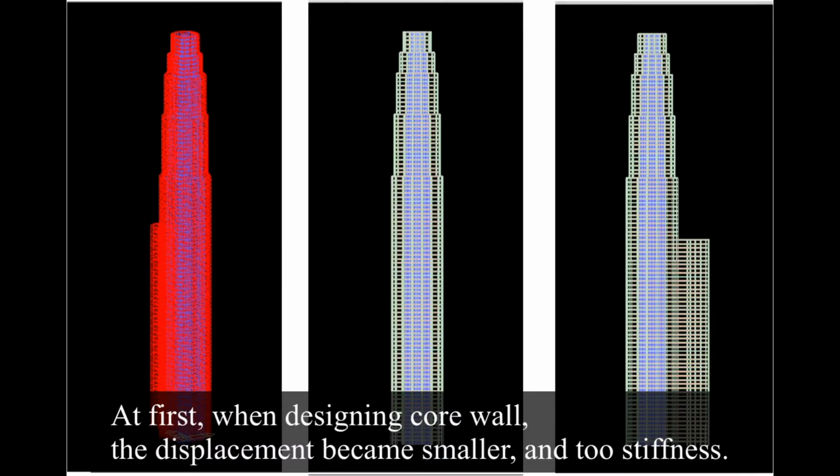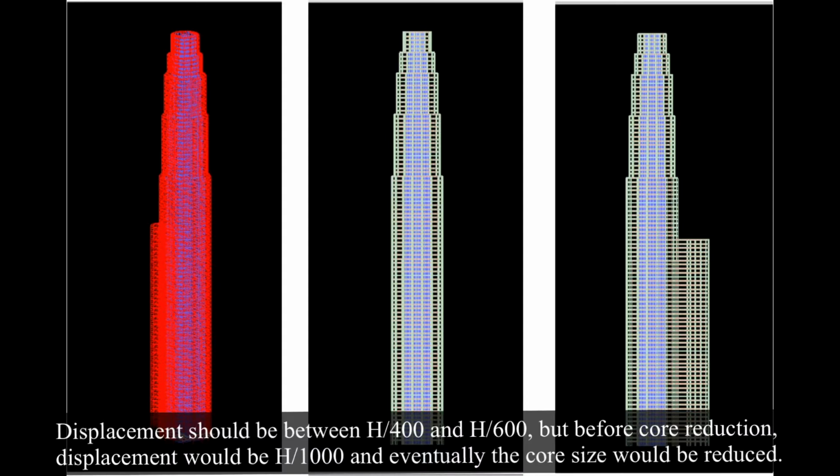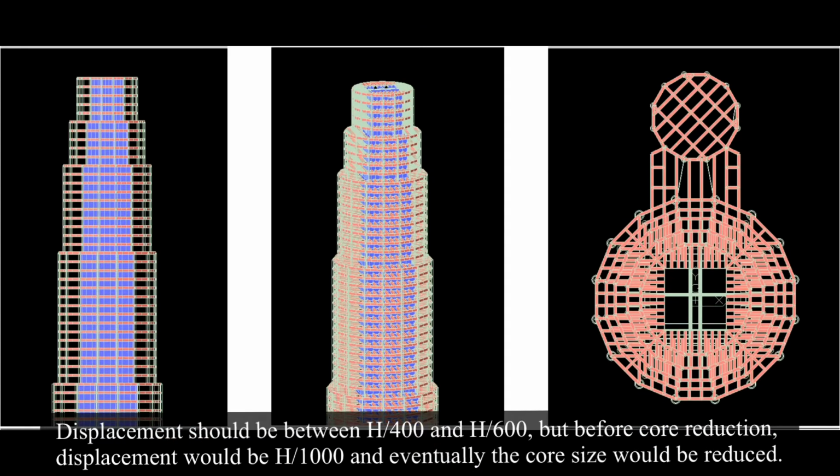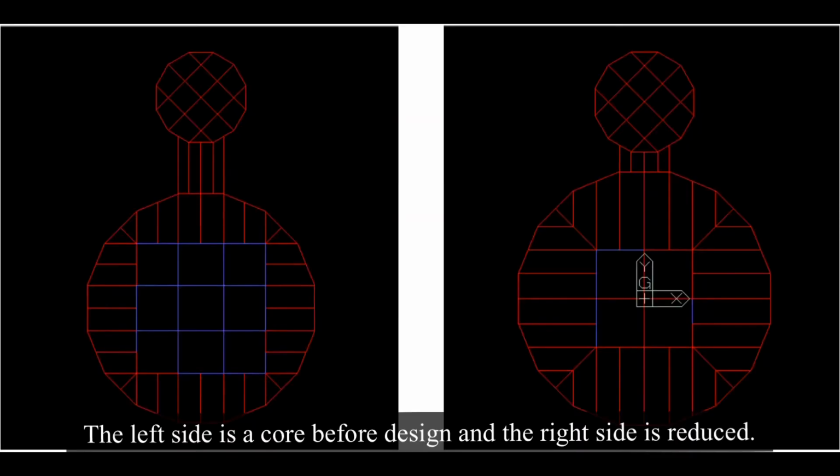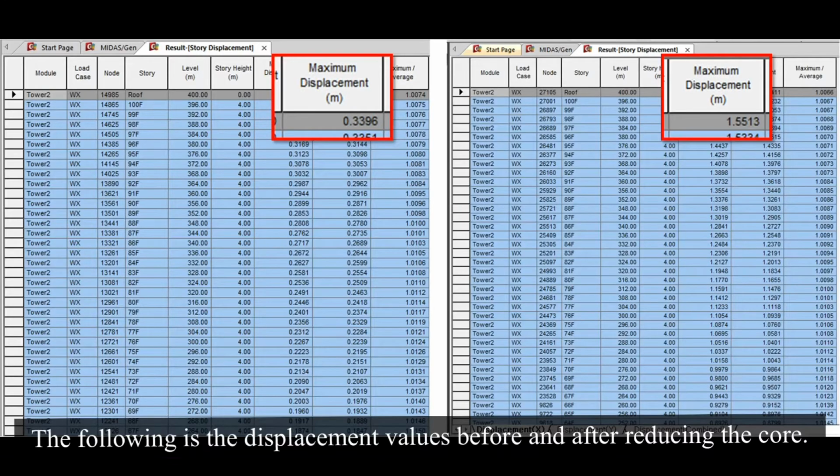About core wall. At first, when designing core wall, the displacement became smaller due to stiffness. Displacement should be between 1/400 and 1/600, but before core reduction, displacement would be 1/1000 and eventually the core size would be reduced. The left side is a core before design and the right side is reduced. The following is the displacement values before and after reducing the core.